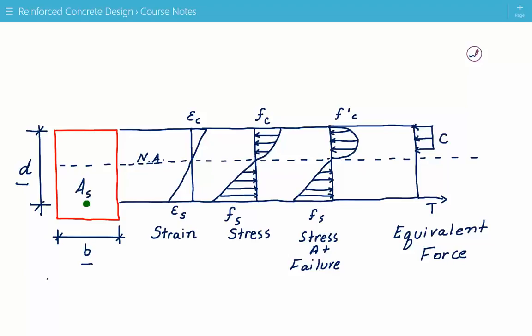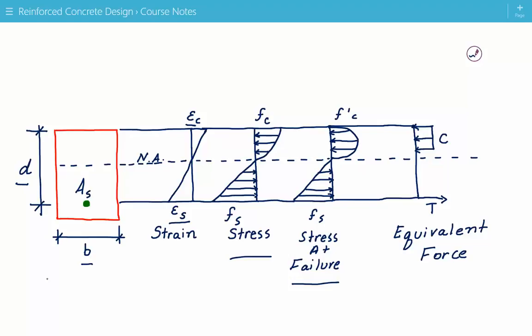To the right of the cross-section is a strain diagram, and NA is a neutral axis, which is the axis about which bending occurs. Epsilon C is the strain of the extreme concrete compression fiber. And epsilon S is the strain of the steel reinforcement. To the right of the strain diagram are the stress diagrams at a particular point of loading here, and at failure. Here's a failure stress diagram.